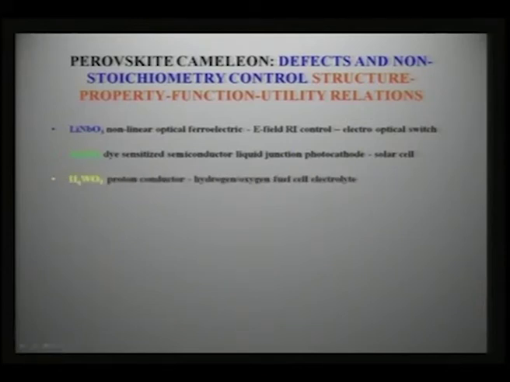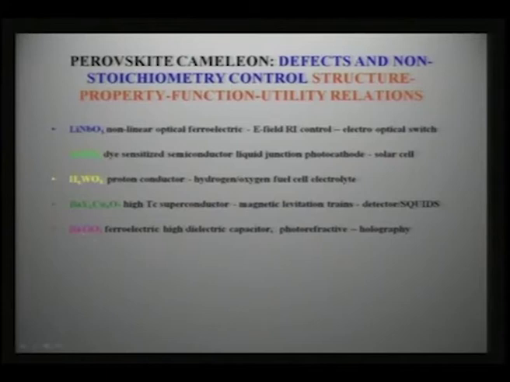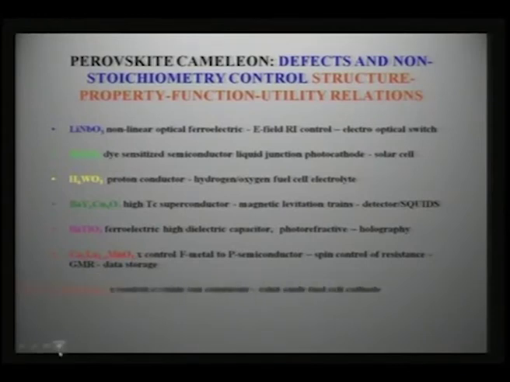Then we have HxWO3, which is a proton conductor, and this is used in hydrogen-oxygen fuel cells as an electrolyte, where you can carefully try to dope hydrogen in a WO3 matrix. And as I told you earlier, we also have other perovskites, for example this high Tc superconductor, and then barium titanate, which is a ferroelectric. We can use it for holography applications, and we have lanthanum manganite doped with calcium. As I told you earlier, this is used for spin control of resistance and used in data storage.